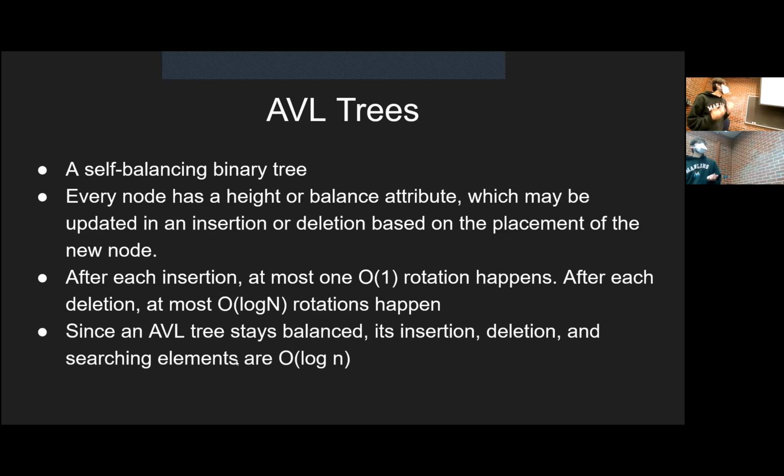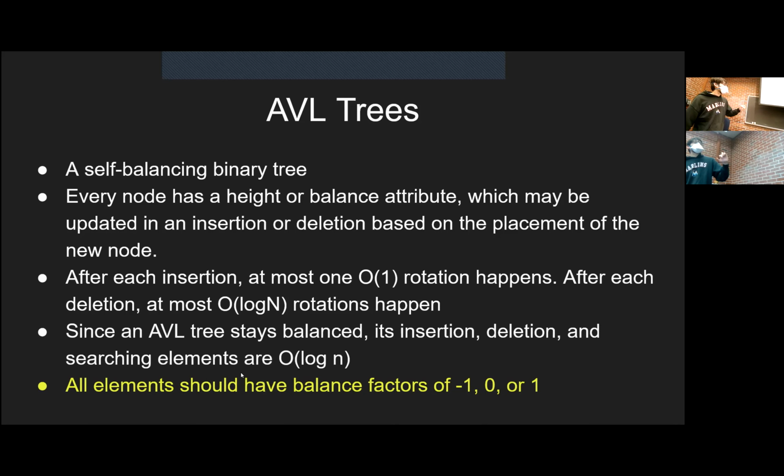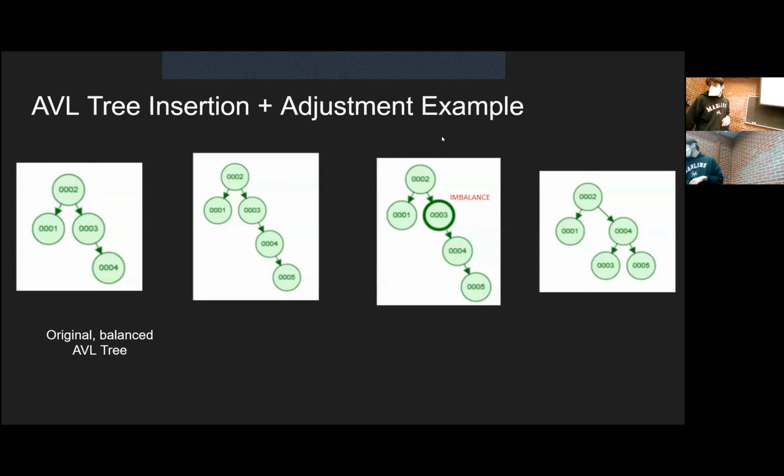Okay, and since it stays balanced, the nice thing is for AVL trees, insertion, deletion, and searching are all log n. And all elements should have a balance factor of -1, 0, or 1. So let's look at an insertion and adjustment example.